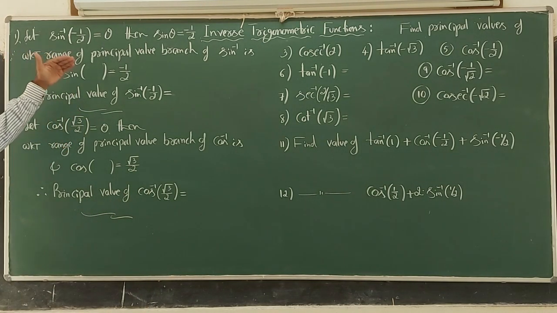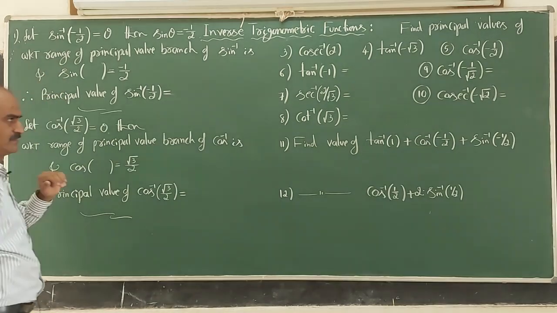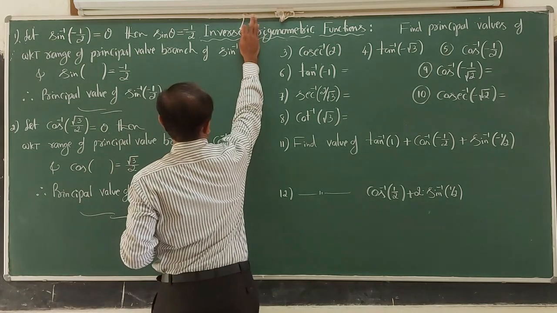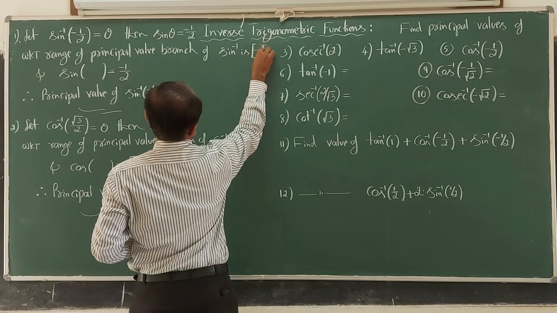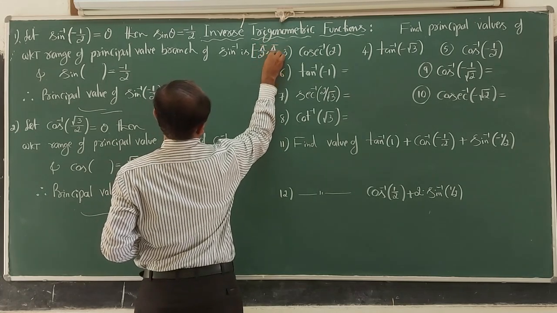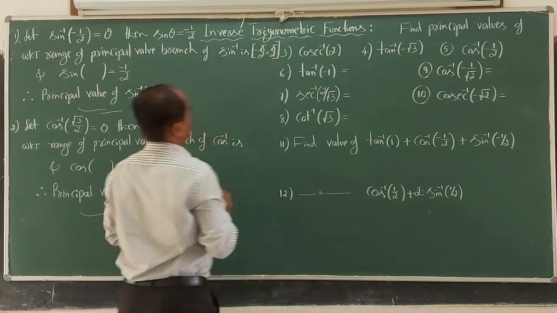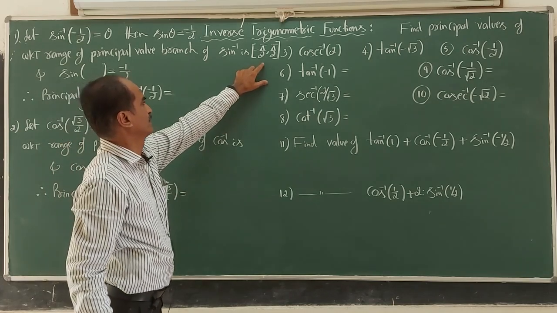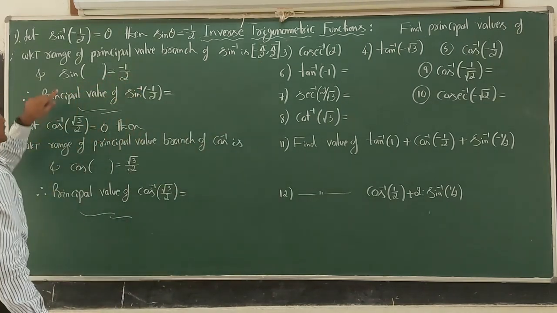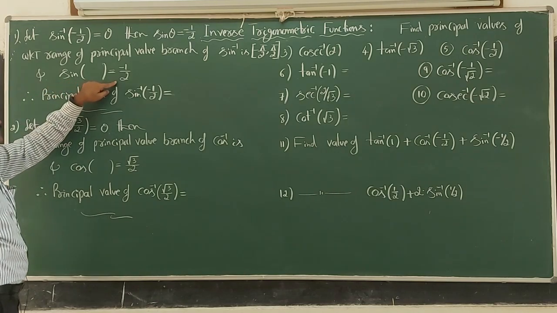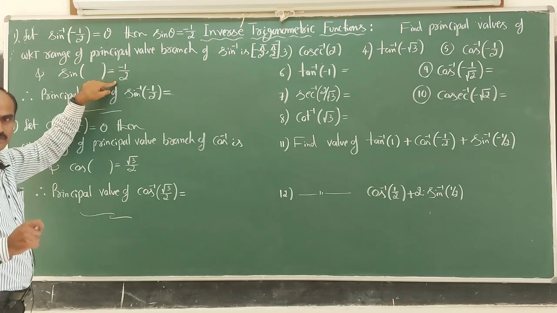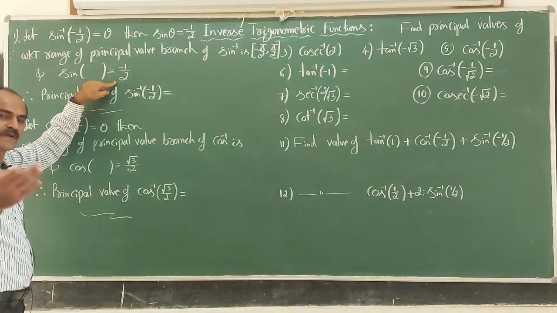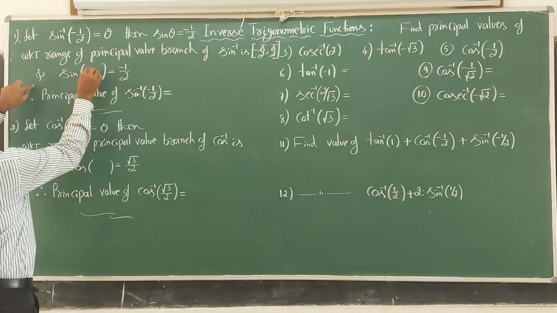Then the range of the principal value branch of sine inverse is the closed interval minus pi by 2 to pi by 2. It means I have to get one angle in this range such that sine of that angle gives us 1 by 2. We know that sine pi by 6 is 1 by 2. Sine of minus pi by 6 gives us minus 1 by 2.